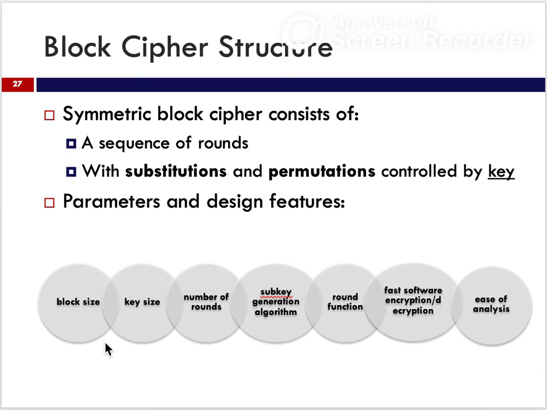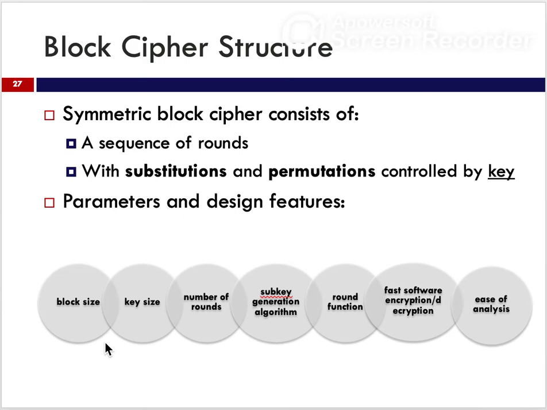Sub key generation algorithm. When we are using rounds, then to each round we provide a different key. There is one normal key. This key is given as input to the key generation algorithm, and the key generation algorithm generates sub keys, and one sub key is used in one round. So if we have 10 rounds, we need 10 sub keys. We have one normal key.